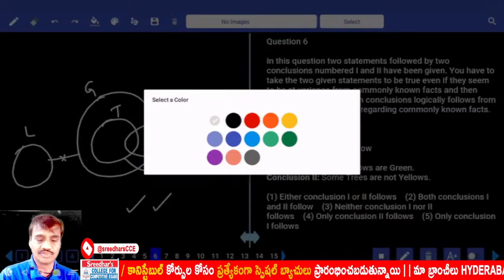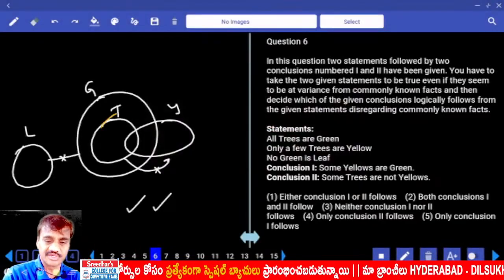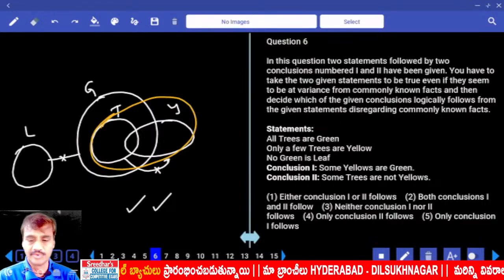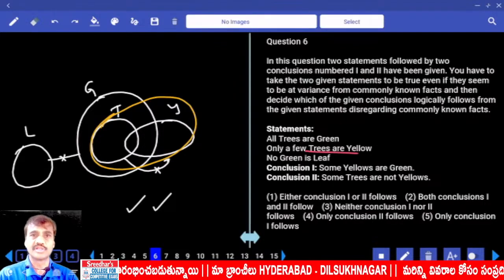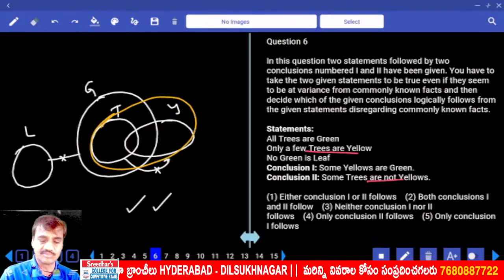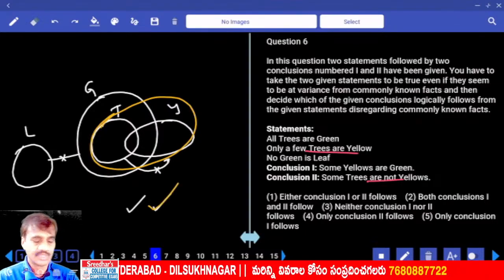All trees are yellow: this means the entire tree must be a part of yellow. Can we write all trees are yellow? No. Why? Because only a few trees are yellow but not all. Hence all trees are yellow is not possible, and some trees are not yellow will always be true. Then what is your answer?